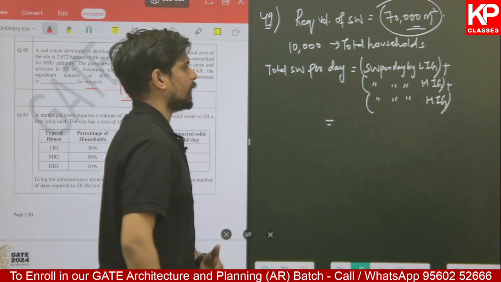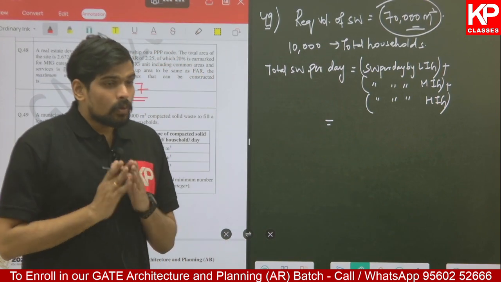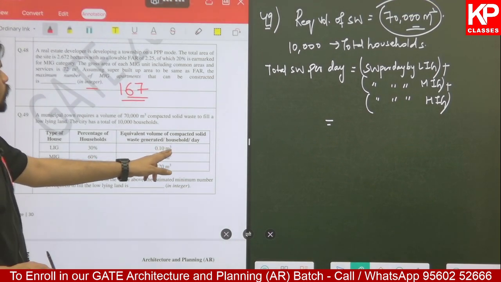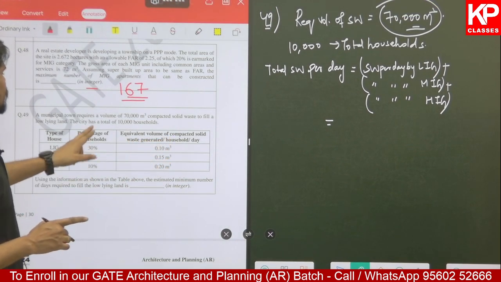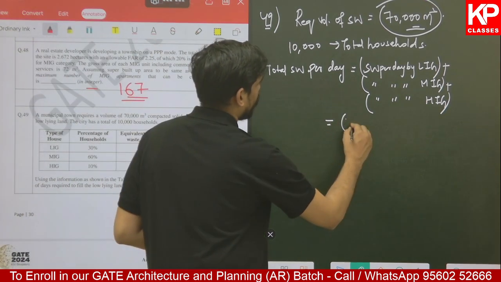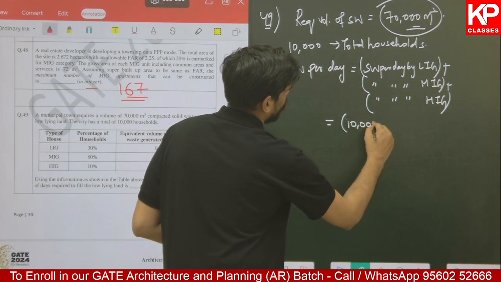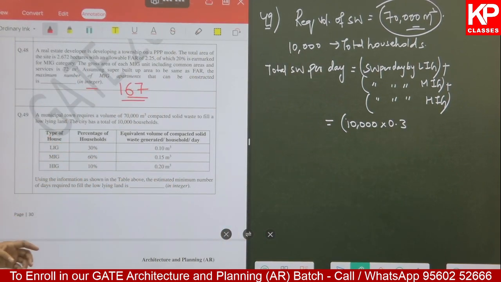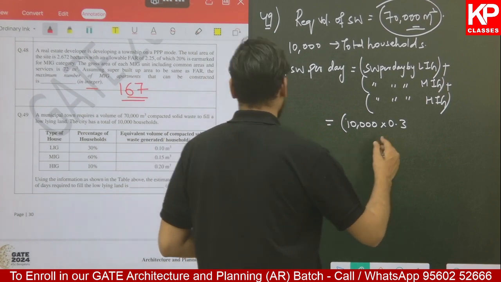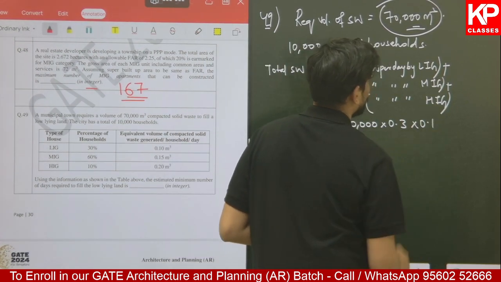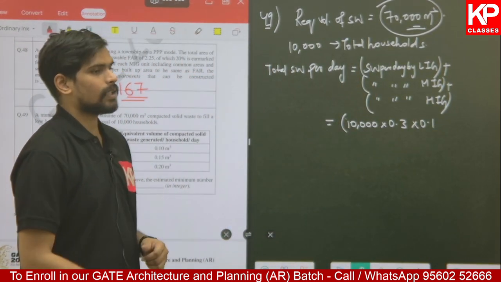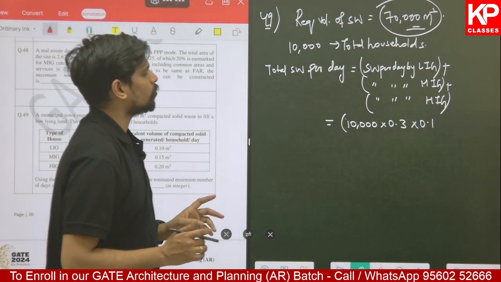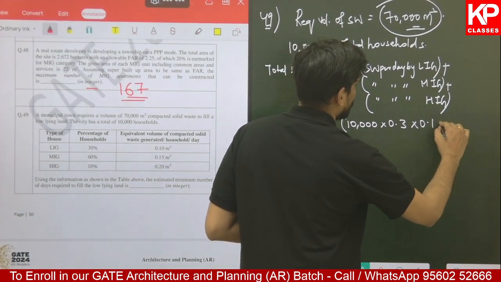So how much will this be? Solid waste generated by the lower income group households per day, how much is it? It is 0.1 cubic meter for one household. 30% are LIG. So what is the total number of households of LIG? 10,000 into 30% of it, 0.3. 30% of 10,000 is the LIG households, and each house is generating 0.1 cubic meter per day. So the total solid waste generated by the LIG households will be 10,000 into 0.3 into 0.1 in cubic meters.